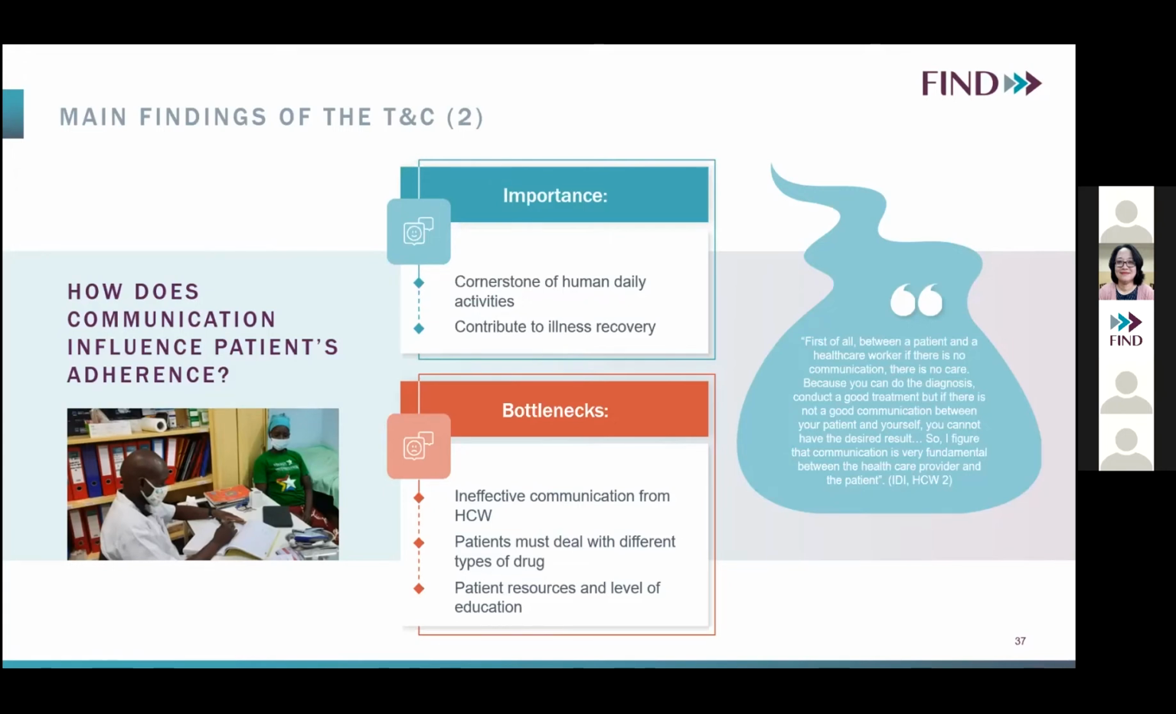Based on this experience of the care worker, it's important to mention that communication is the cornerstone of human daily activity and also contributes to illness recovery. Also, we report some bottlenecks on non-adherence, and among them is the ineffective communication of the healthcare worker. Patients must deal with the different types of drugs available at the different health facilities. Patients also sometimes don't have resources, and education also plays an important role in adherence.